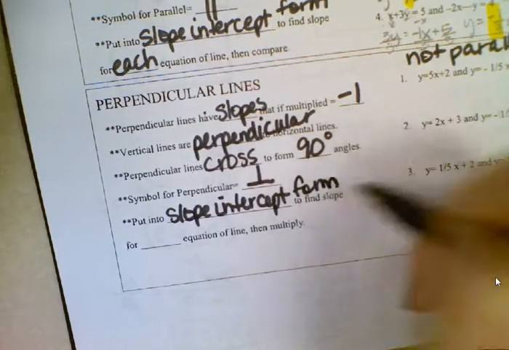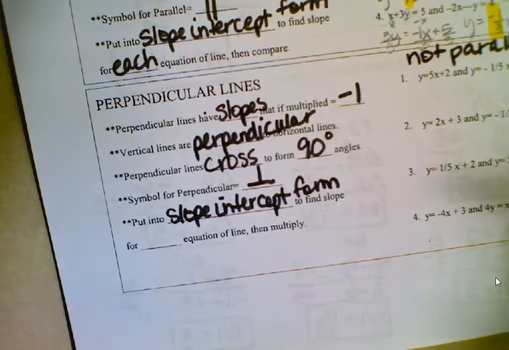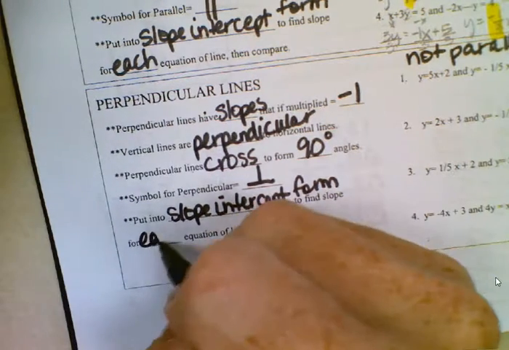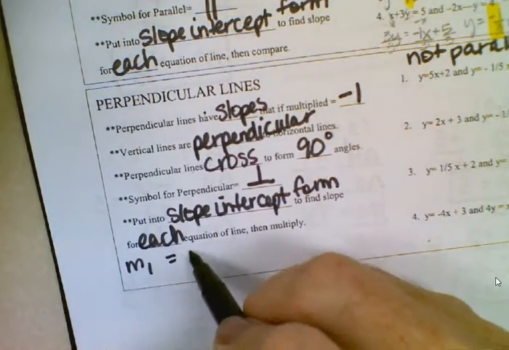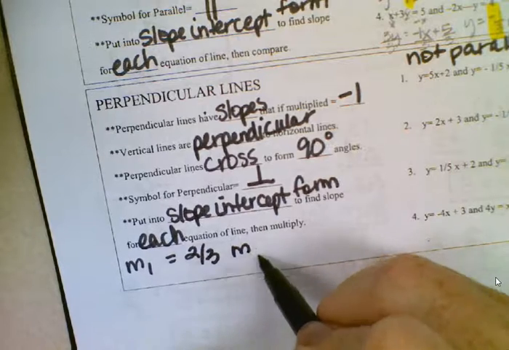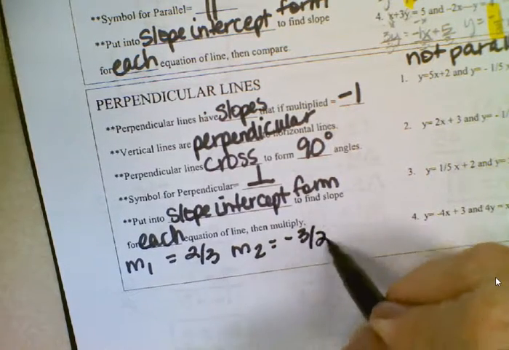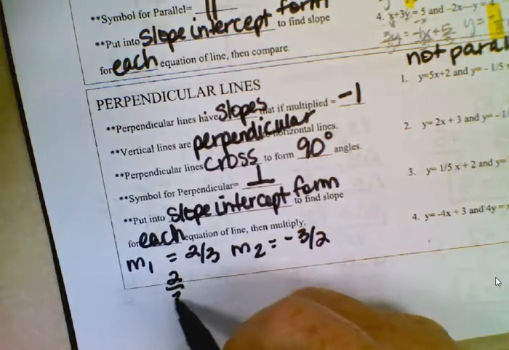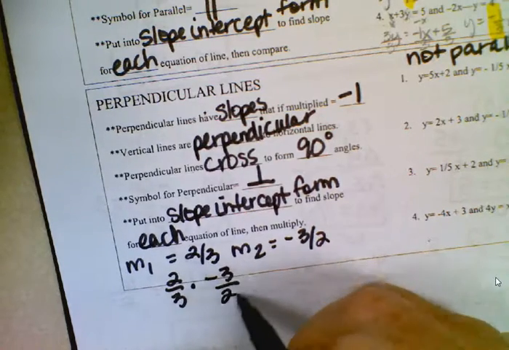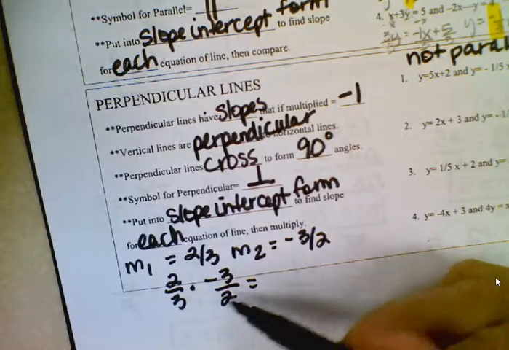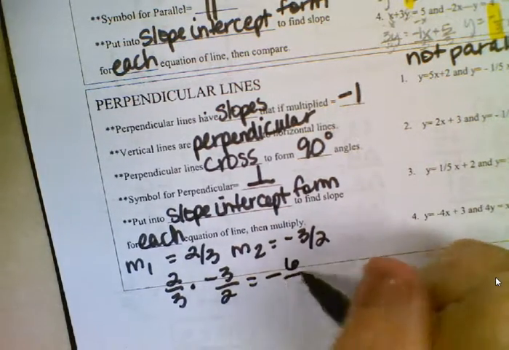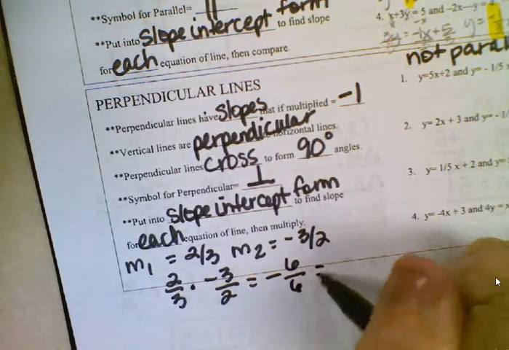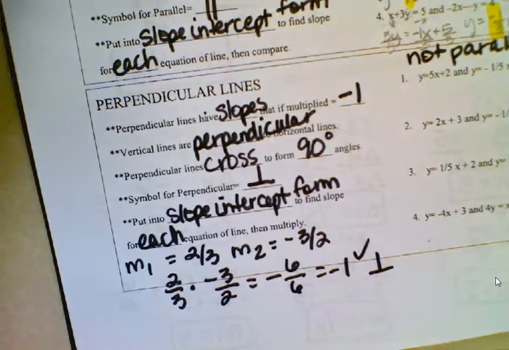Use slope-intercept form to find the slope for each equation of a line, and then multiply. So for example, let's say the first slope was 2/3, and the second slope was -3/2. You're going to multiply those two together, so 2/3 times -3/2, and see what you get. Positive times a negative is always going to be a negative. This gives you 2 times 3 is 6 over 6. -6 divided by 6 equals -1. Those would be perpendicular. Okay?